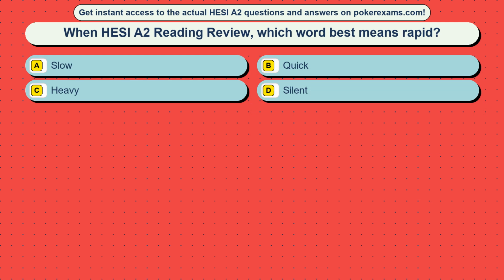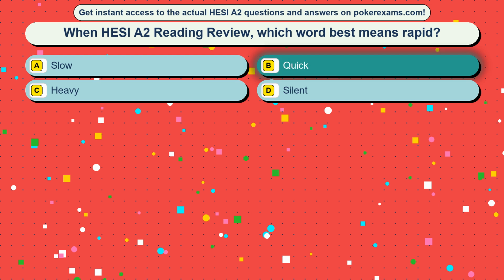Question 29. When HESI A2 reading review, which word best means rapid? Option A, slow. Option B, quick. Option C, heavy. Option D, silent. The correct answer is option B, quick.